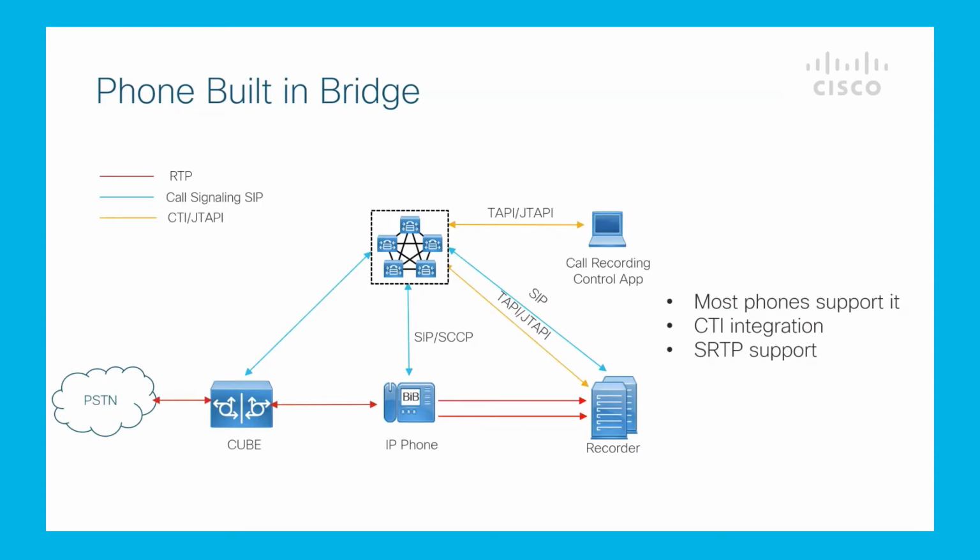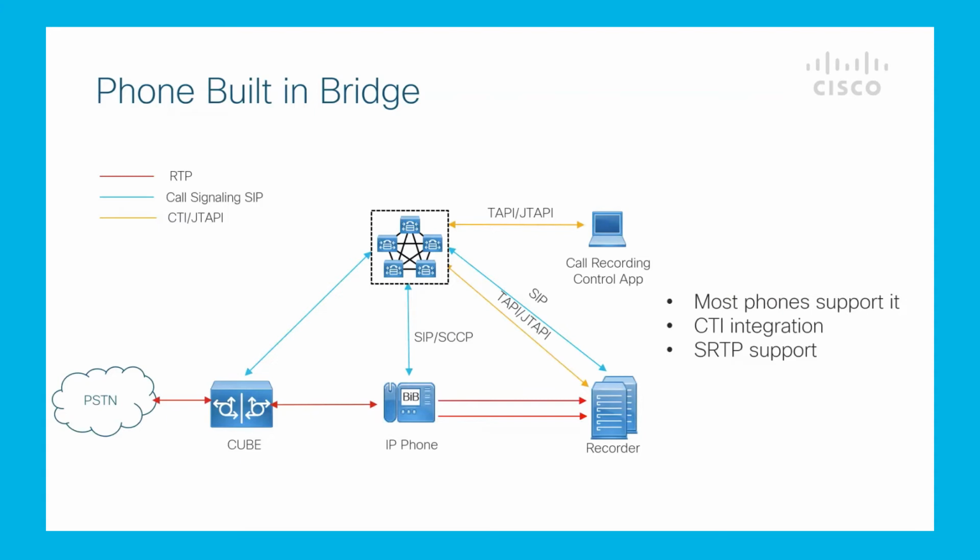We have two options to record. You can configure it to automatically start recording or to selectively record by pressing a soft key. Built-in bridge is a very common method of call recording, and it is supported by most phones and also in MRA deployments. This method is what we call phone preferred.